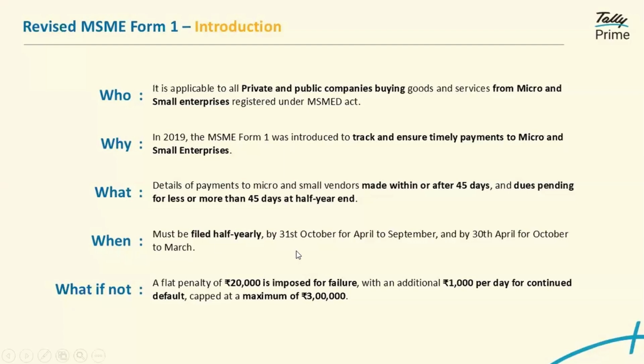And this return has to be filed by 31st of October for April to September, and 30th of April for October to March. If we don't file, there is a penalty of 20,000 which is to be imposed, with an additional 1,000 per day to be continued up to a maximum of 3 lakh. So you can see the penal cost is very high.